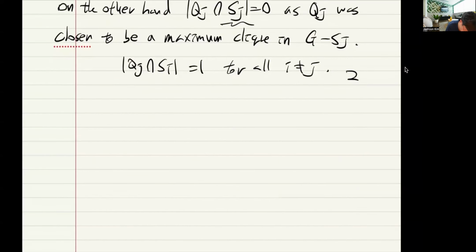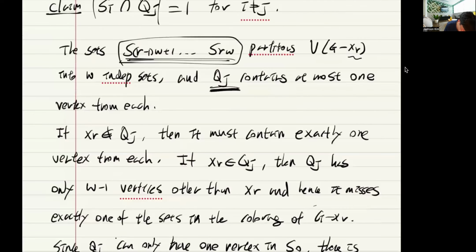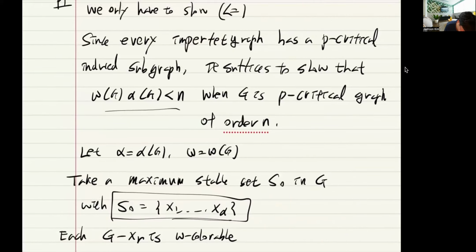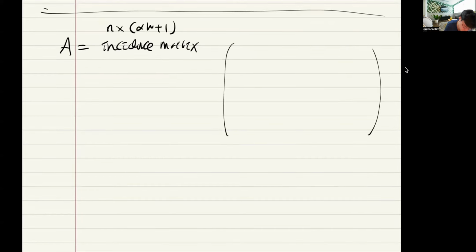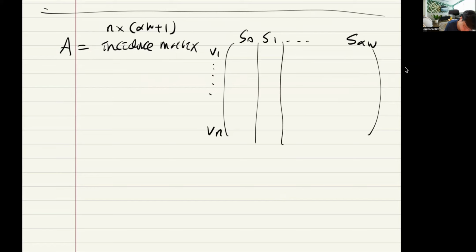So now you are very close to what we want. We want to show that this intersection pattern is impossible. Why? Let A be the incidence matrix, which is n by alpha omega plus 1. You write down S0, S1, up to S alpha omega, and then here you write down all the vertices, n of them, and you write down 0 or 1. If this one belongs to S0, then 1. If the next one does not belong to S0, it's 0, and so on. So this is the incidence matrix.